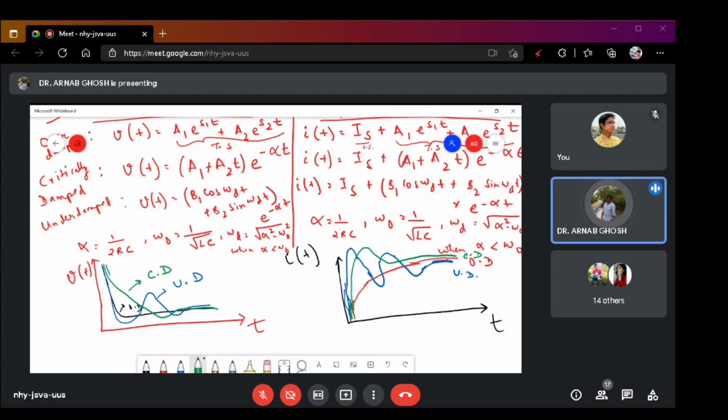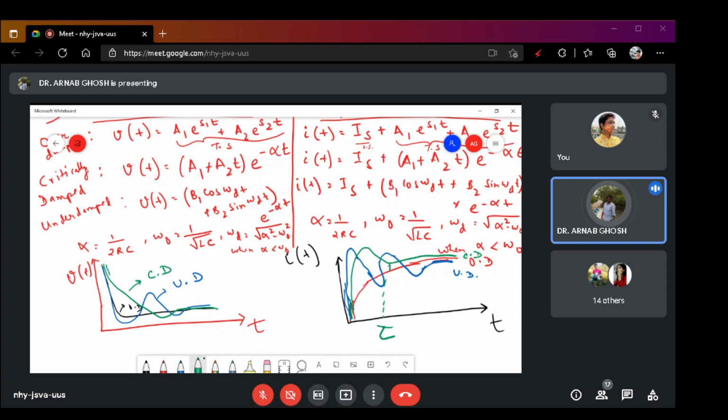Under damped is where there are oscillations, and another is the critically damped case where it will go up to the transient state, and then it will settle down at the steady state after the elapsing of that particular time constant. So this is basically the time period, or tau.